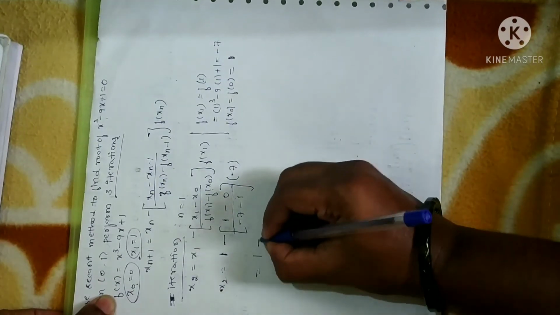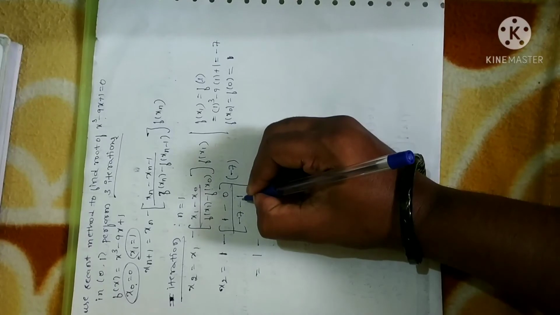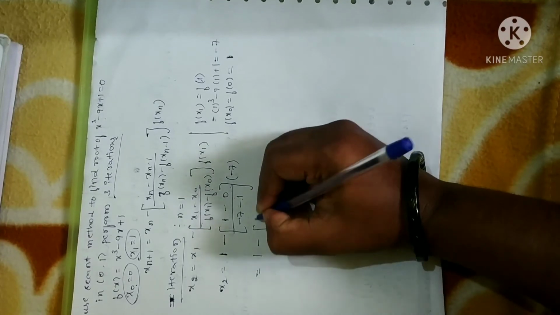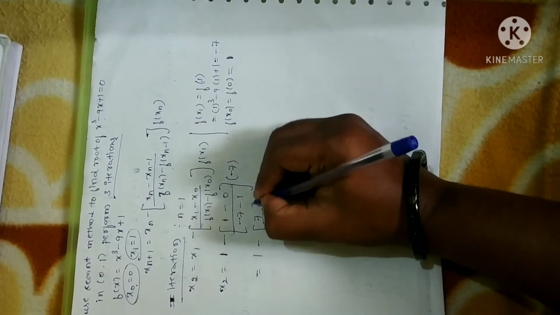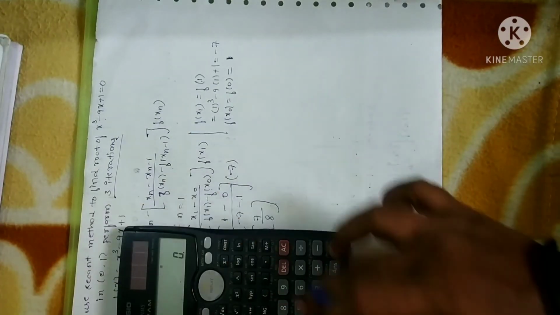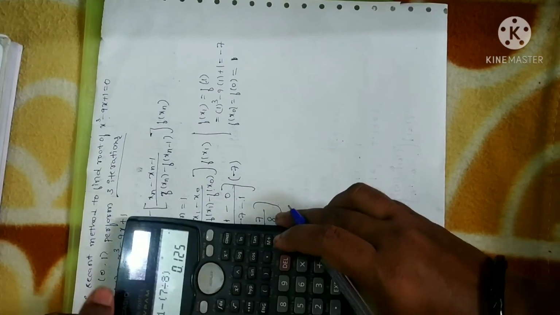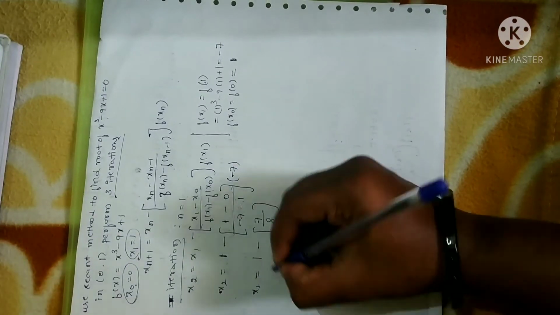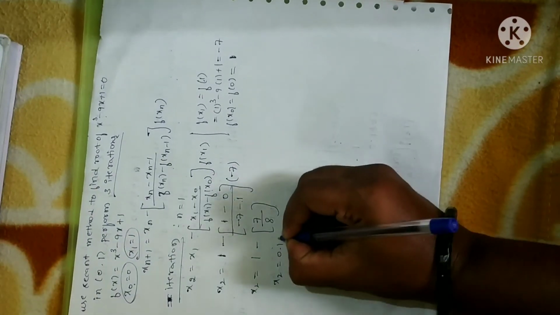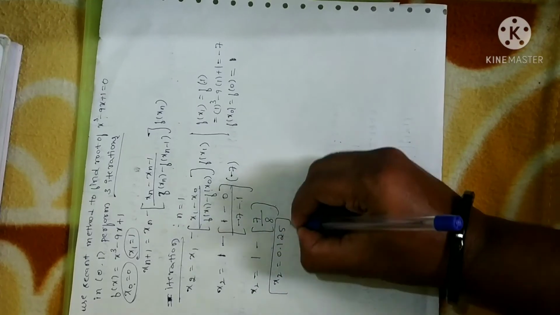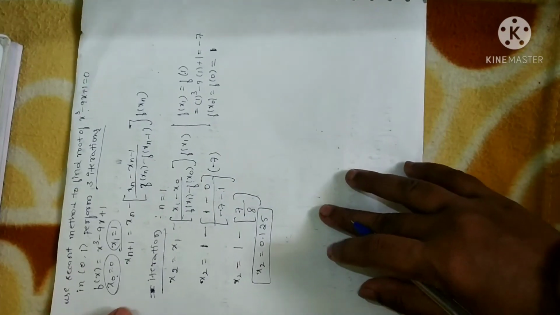Now the simplification. Minus 7 minus 1 is minus 8. So the minus signs get cancelled, 7 by 8. So you will get 1 minus 7 divided by 8. That will give us 0.125. So the value of x2 is 0.125. Now let me do the second iteration.